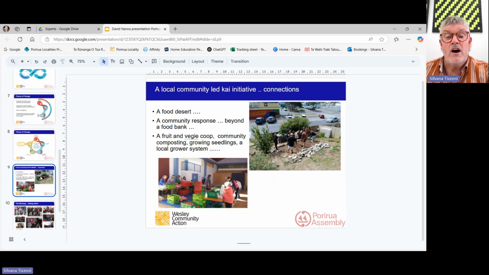The first one is the whole Kai initiative, which may have been talked about in the Assembly before. It was the discussion that a part of the Pororua community was regarded as a food desert, with very little options. There was a community response that said, rather than a food bank, how can we get healthier food in the community? That triggered a fruit and veggie co-op. That went on a journey, and then that triggered talk about composting and how we can recycle and build good soil within the community. That triggered growing seedlings in the community. And out of that is some really creative and innovative discussion around a local grower system that feeds into the cooperative.